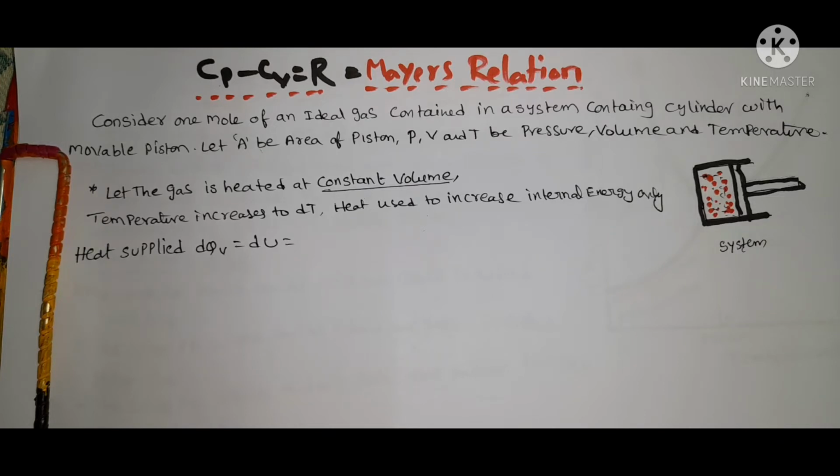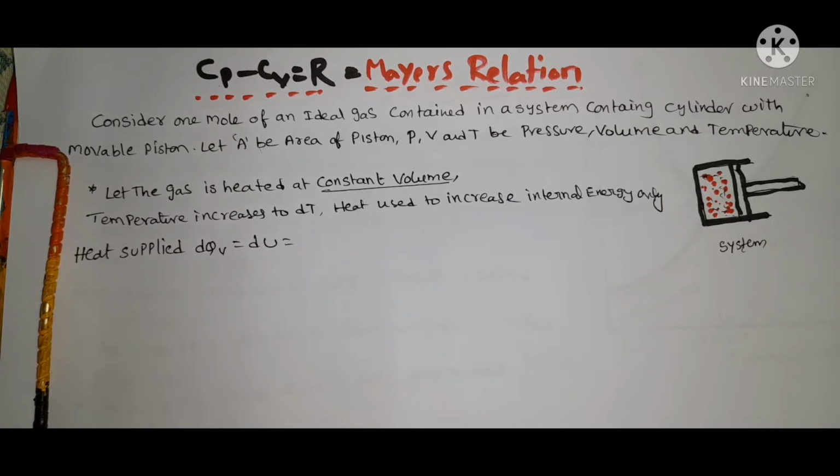In a similar way, Cv is the specific heat at constant volume. The definition is: at a constant volume, the amount of heat required for 1 mole of a gas to raise its temperature through 1 Kelvin is called specific heat at constant volume. Here capital R is called the universal gas constant, its value is 8.314 joule per mole Kelvin. In terms of calories it is approximately 2 calories, which is better to use.